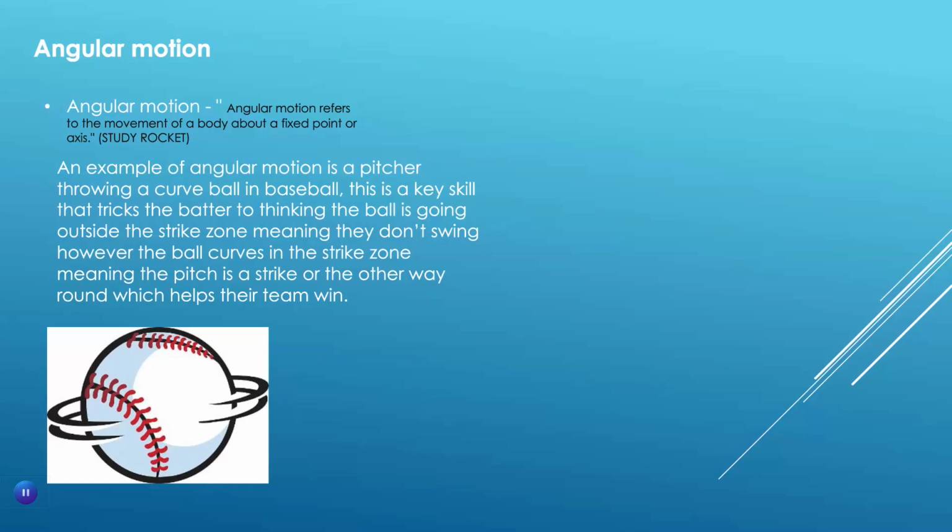The spinning causes a pressure difference known as the Magnus effect that causes the ball to curve towards or away from the batter, depending on how the pitcher throws it. This is a key skill for a pitcher to have, as it tricks the batter into thinking the ball is going outside the strike zone, meaning they don't swing. However, the ball curves into the strike zone, meaning the pitcher gets a strike, or the other way around, where the ball looks like it's going in the strike zone, but the ball curves out, meaning the batter swings and misses, which is also a strike and helps their team.